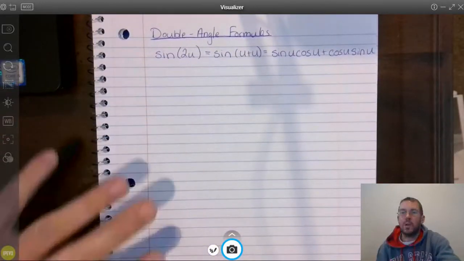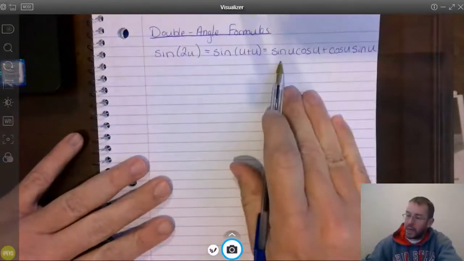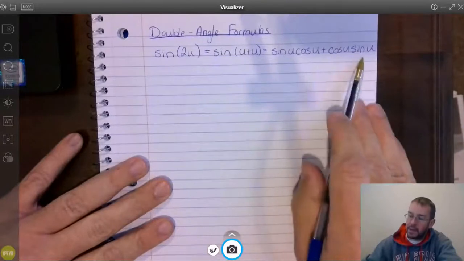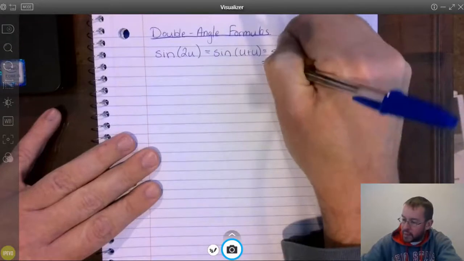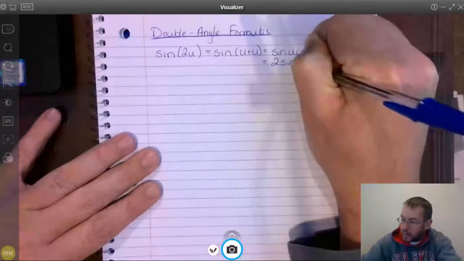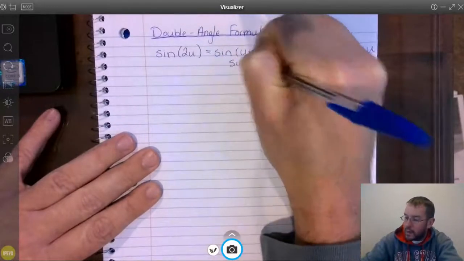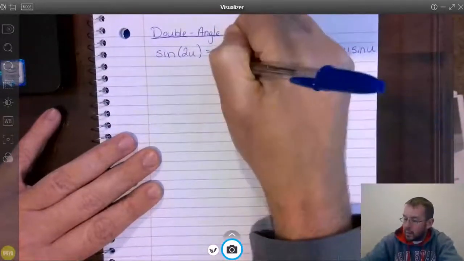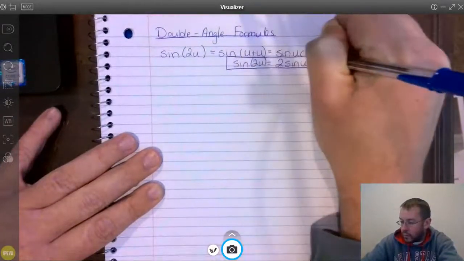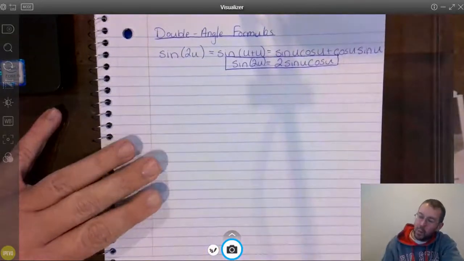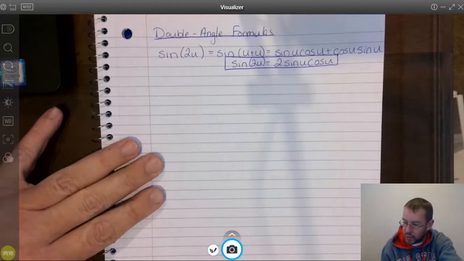Of course, multiplication is commutative, which means order does not matter. So sine u cosine u is the same thing as cosine u sine u. So we could just rewrite this as 2 sine u cosine u. This is our double angle formula for sine. That's one thing that you would want on your trig identity sheet.